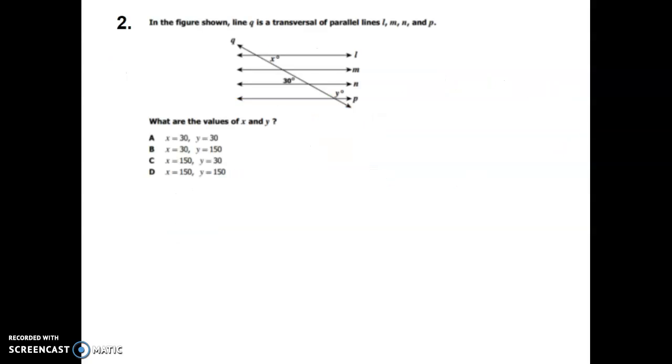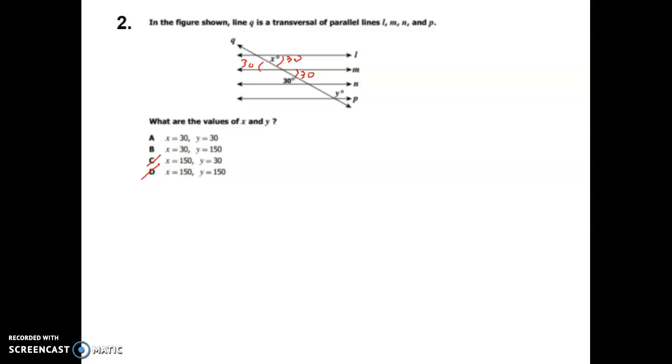Number 2. In the figure shown, line Q is a transversal of the, okay, so what are the values of x and y? So we'll start with x. If the measure of this angle is 30 degrees, then so is this one, 30. And so is this one, 30. And then so is this one, 30. So x is 30, so I can cross off C and D right now.